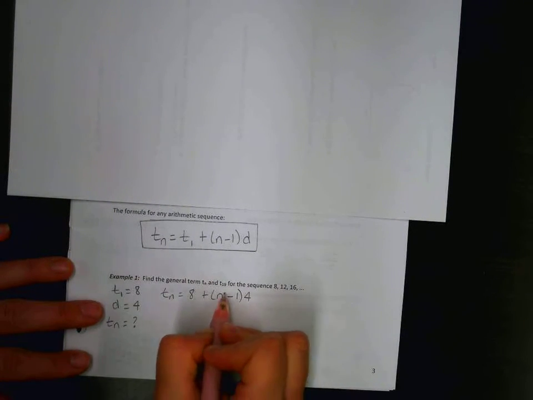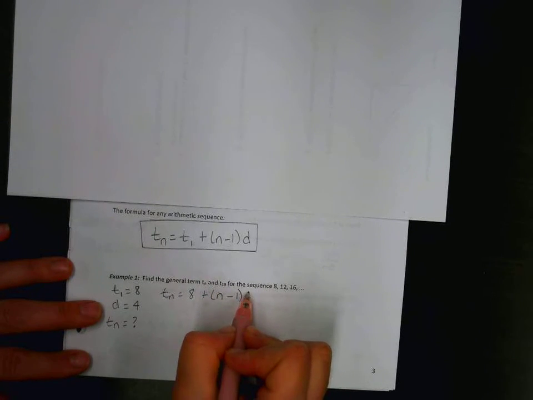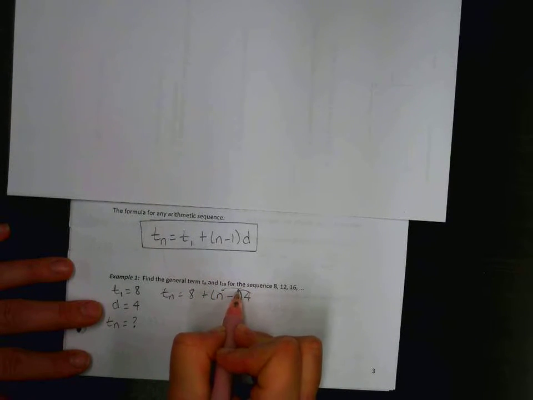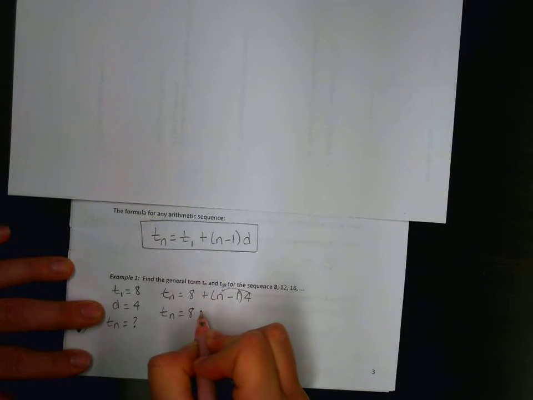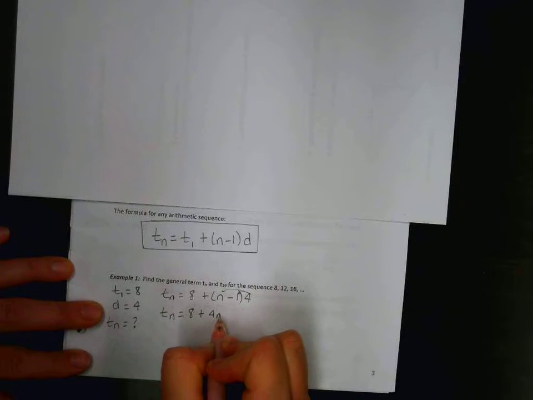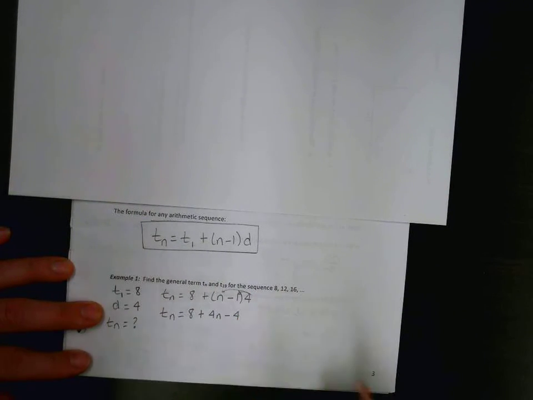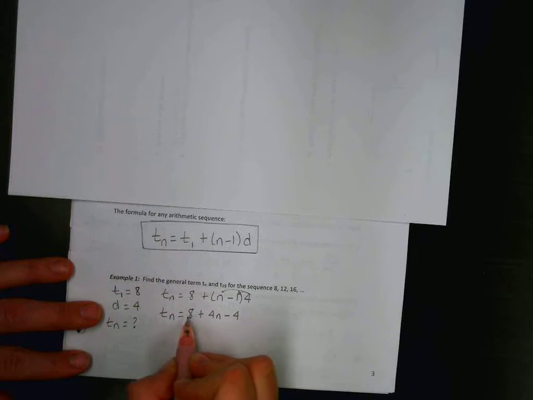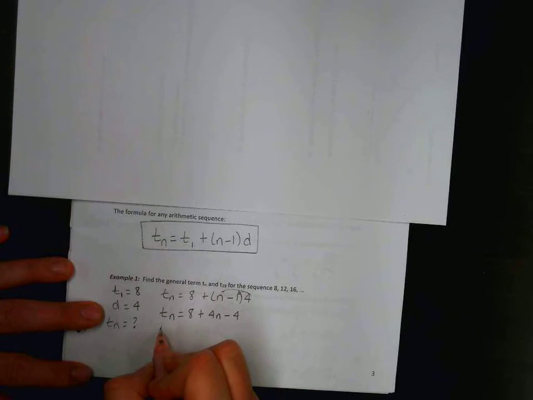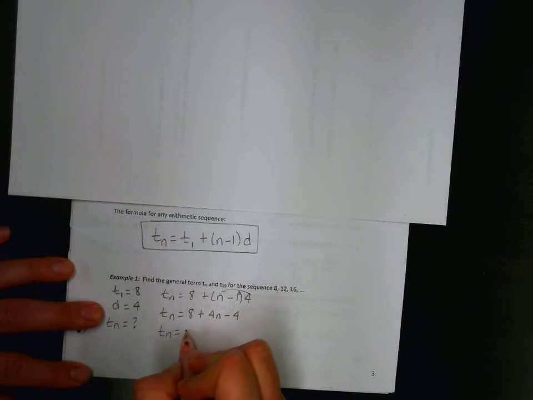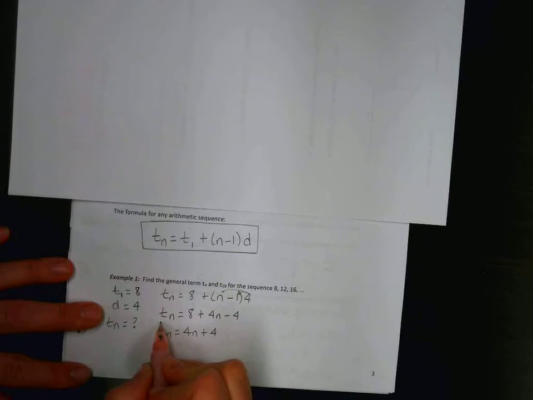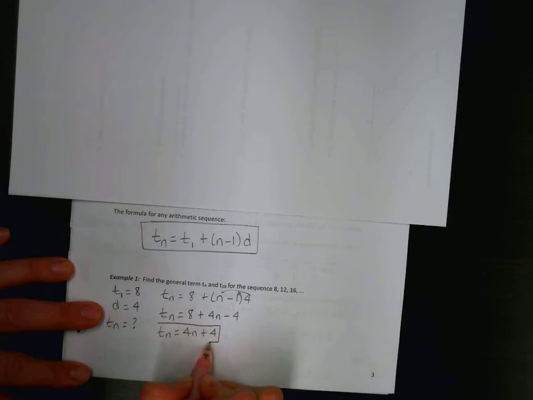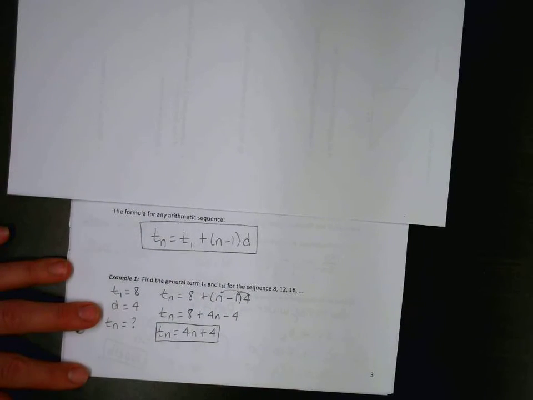So now all we're going to do is simplify this expression. So we're going to run the 4 through our set of brackets. This becomes a 4n minus 4. Now we're going to collect our constant values to leave us with 4n plus 4. So the general term to this sequence is 4n plus 4.